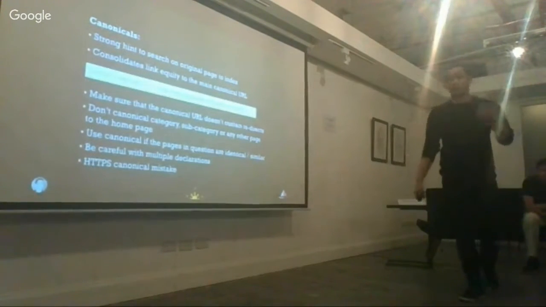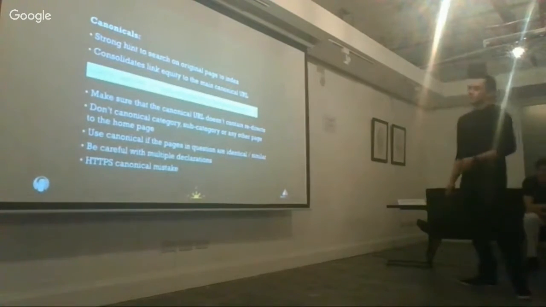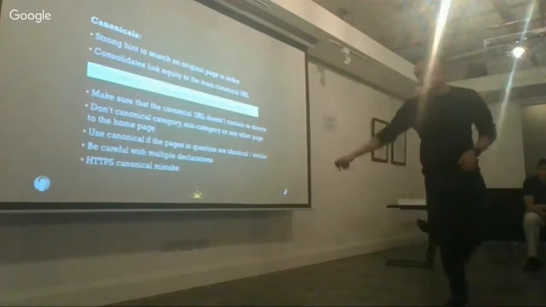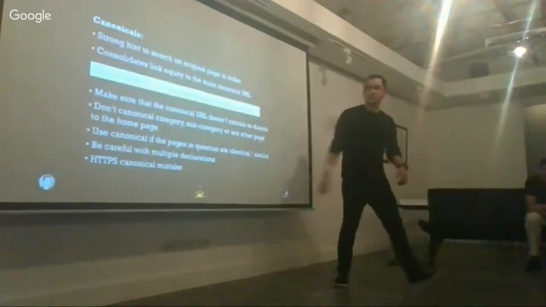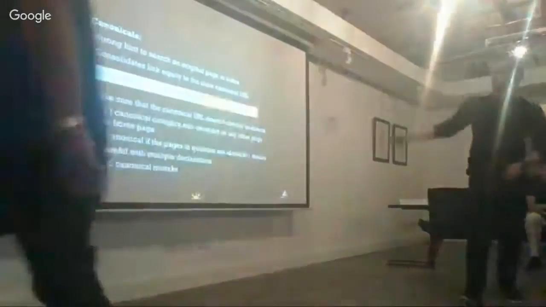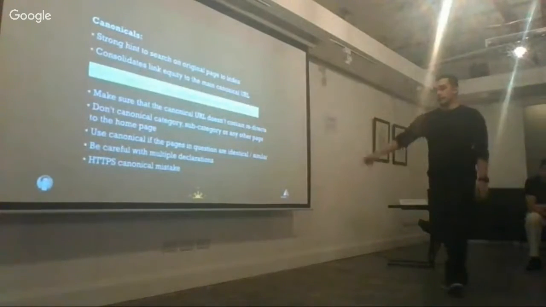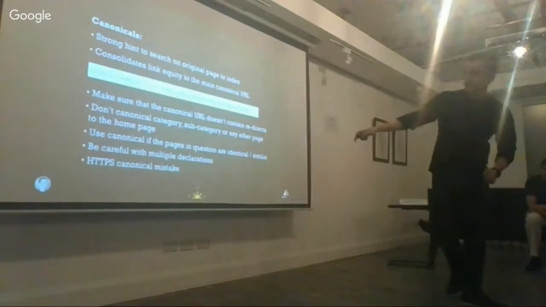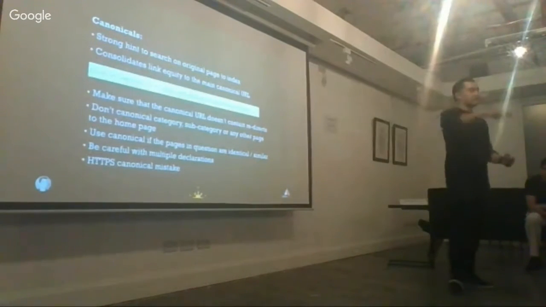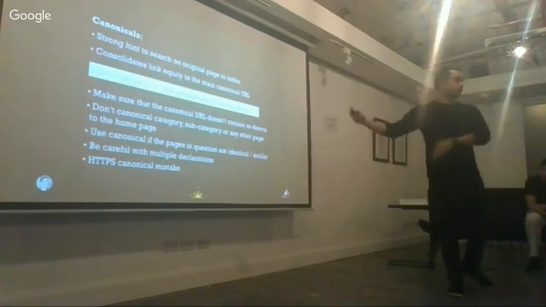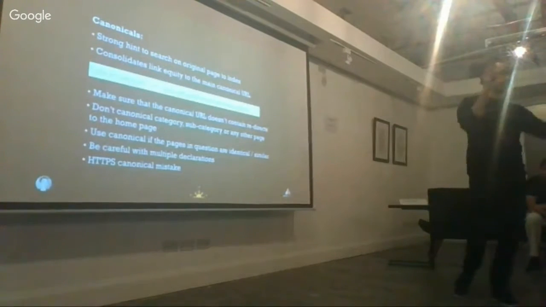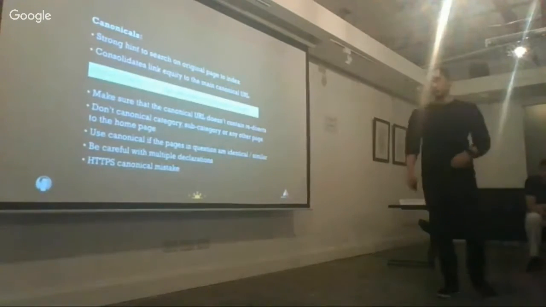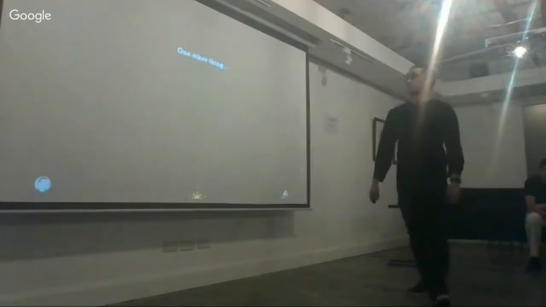I have to rush now because there's 10 minutes left. So there's a lot to tackle on this stuff. Be careful with multiple declarations. You don't want to do this twice, or maybe even worse, with 2 different URLs. And HTTPS canonical mistakes. If you're already using HTTPS, but in your canonical you're pointing to an HTTP, that's obviously another problem, because your page should be in HTTPS already, if you're already using secure protocols.